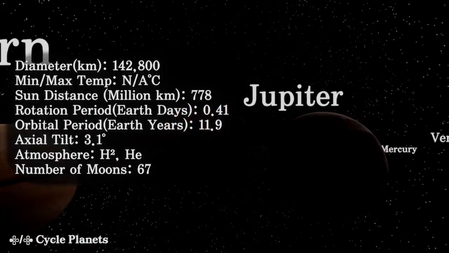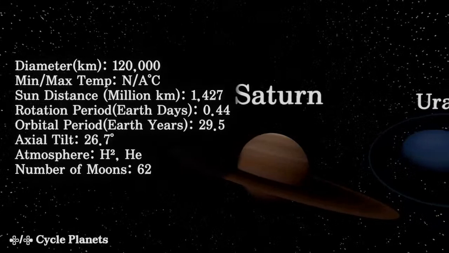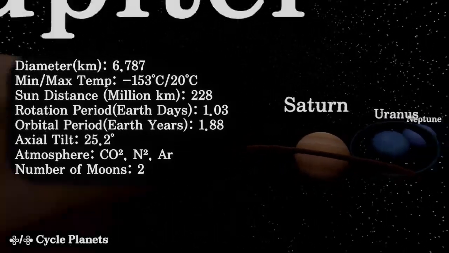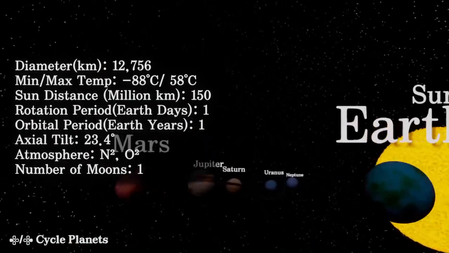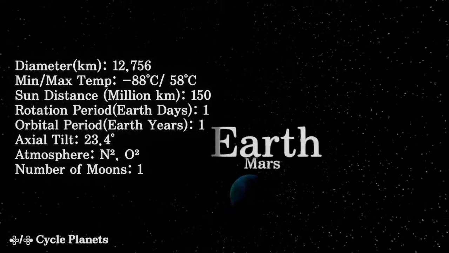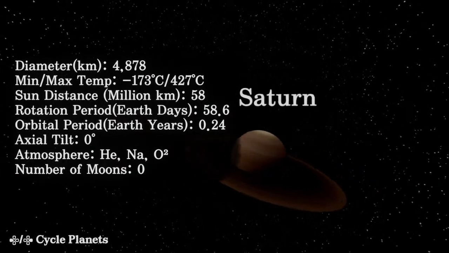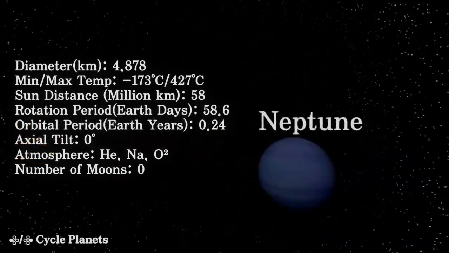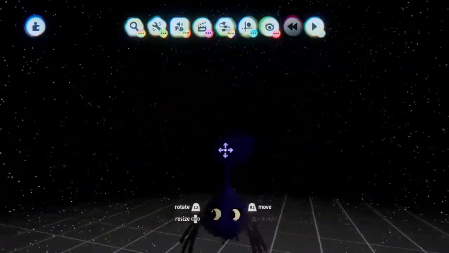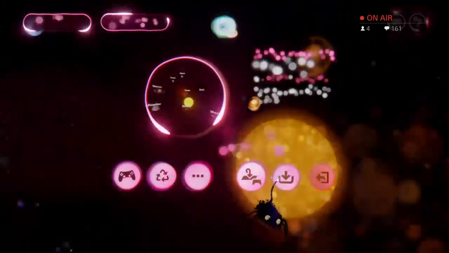Mars, Jupiter, Saturn. 62. Oh, that's right. Alright, we have one more planet. Wait, two more planets. Uranus and Neptune. Two more planets. Zwei. Let's do a quick save.